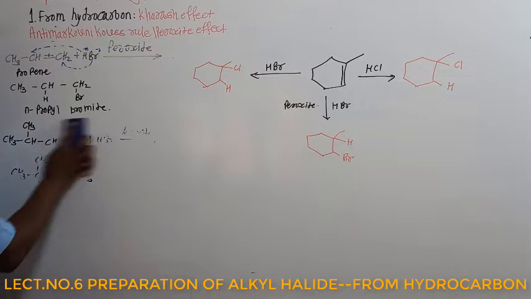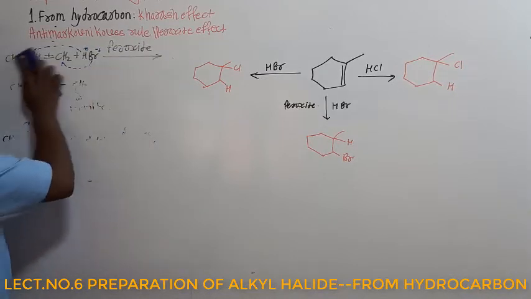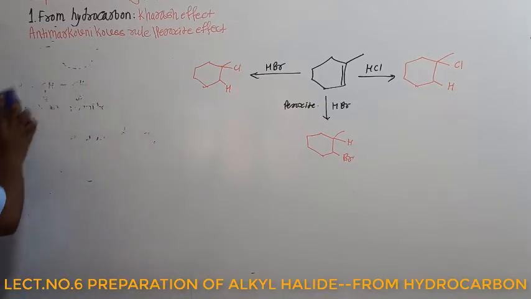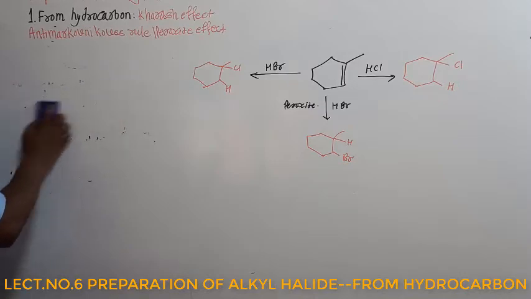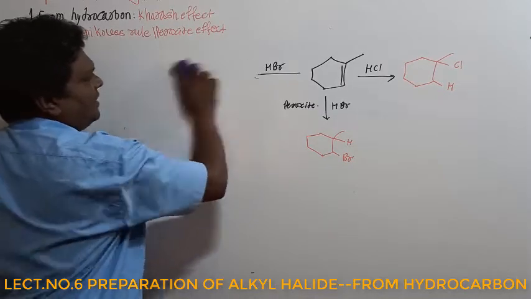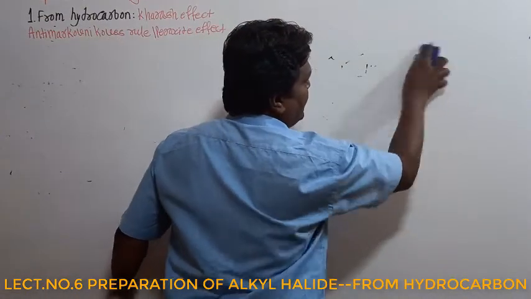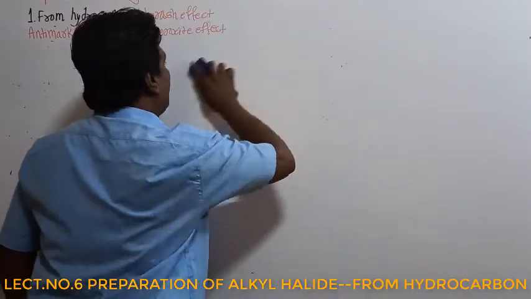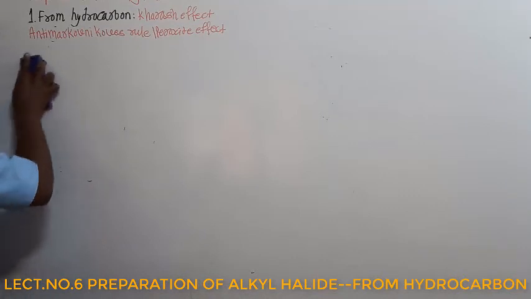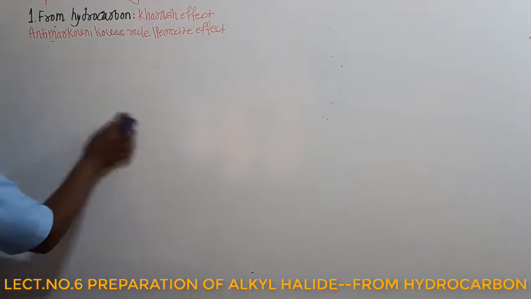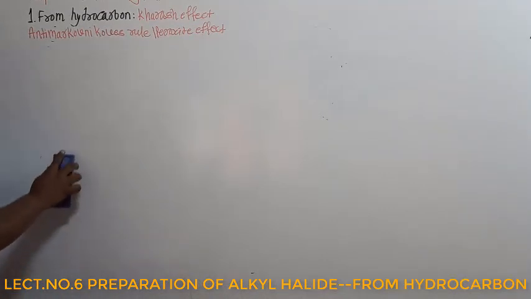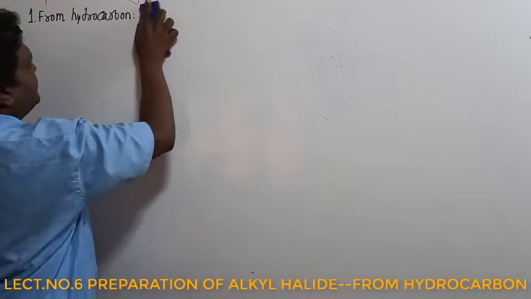Okay, let's start with the next reaction now. So we have seen from alkane how you can prepare. After that we have seen from alkene how you are going to prepare alkyl halide. Now only one is left, that is alkynes, carbon-carbon triple covalent bond. Let's write it roughly.